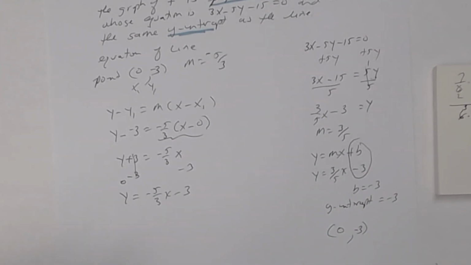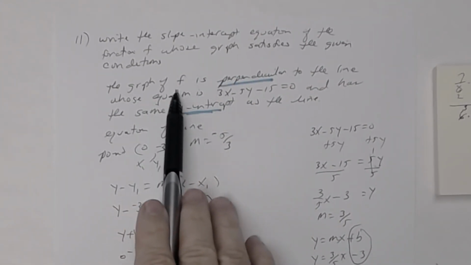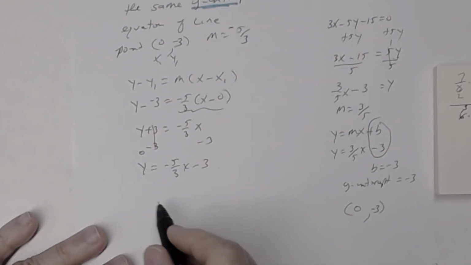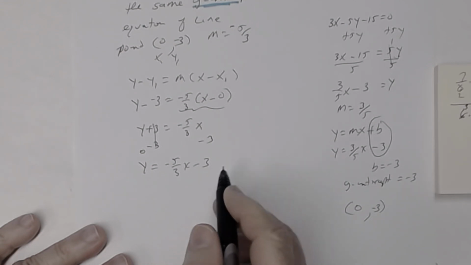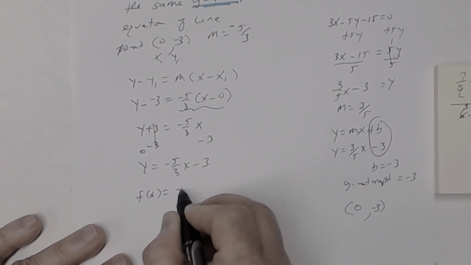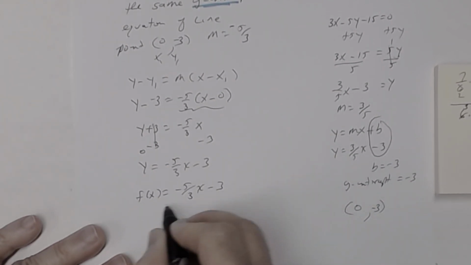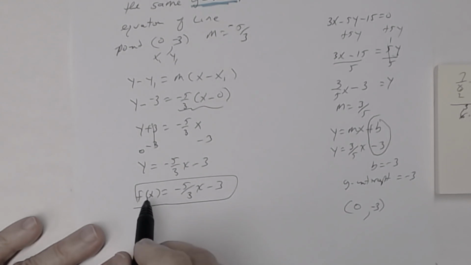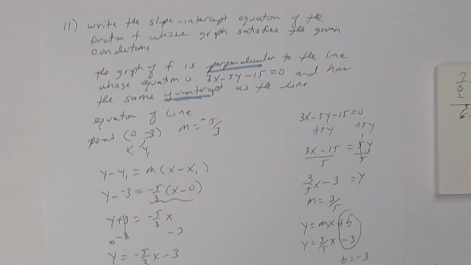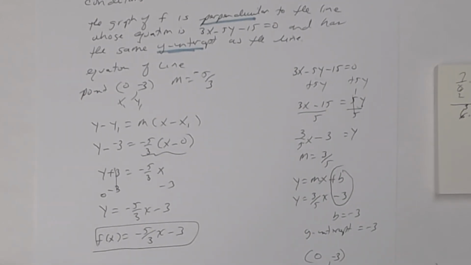Now, remember, you're given function notation here, so you write the answer as a function. So y equals negative 5/3 x minus 3 means the same thing as saying f of x equals negative 5/3 x minus 3. And that's the one you want. You want to write the answer in function notation. And so that's it. That should help you with writing equations of lines dealing with perpendicular and parallel.